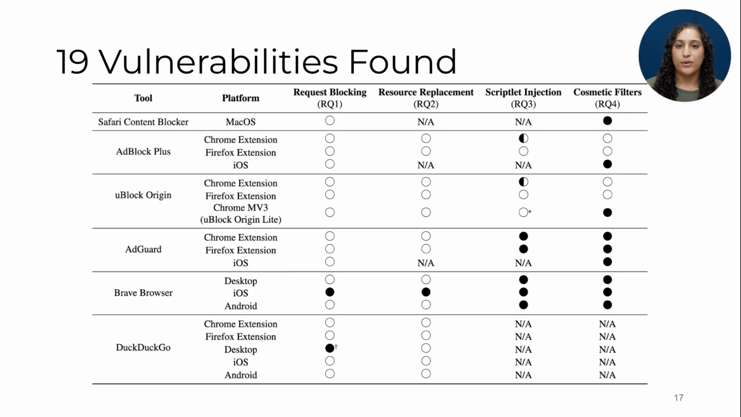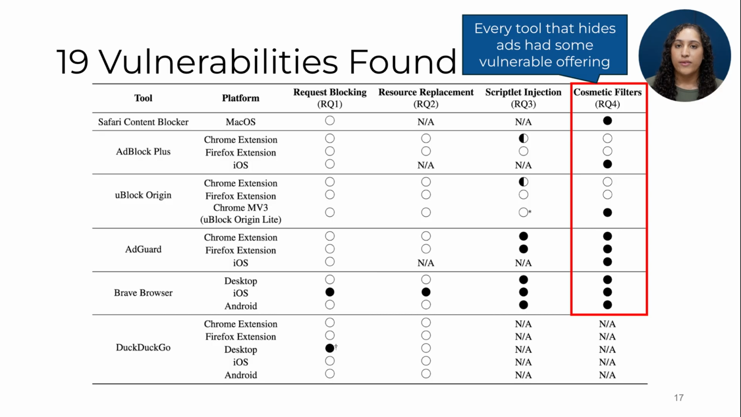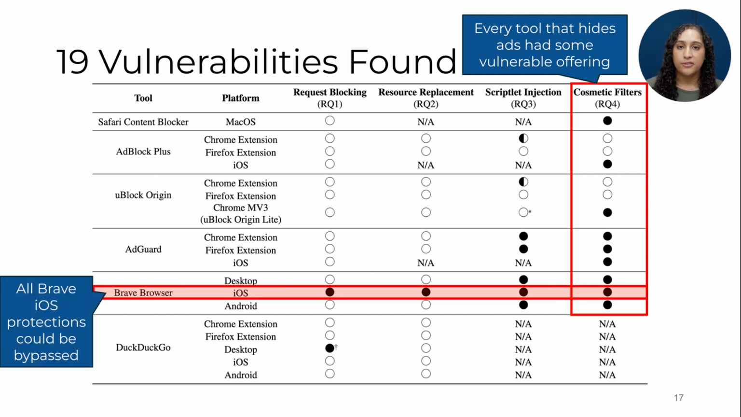So through this analysis, we found 19 different vulnerabilities across 6 different content blocking tools. We found that all of the tools that offer cosmetic filtering as a capability had a vulnerable offering. We also found that all of Brave's iOS protections could be bypassed through local frames, and later we'll talk about why Brave iOS was vulnerable to request blocking evasion.